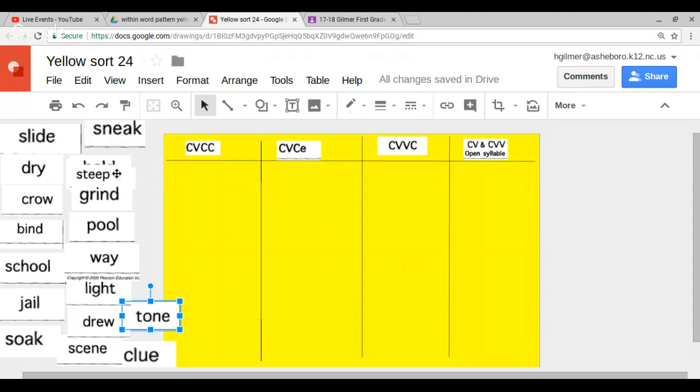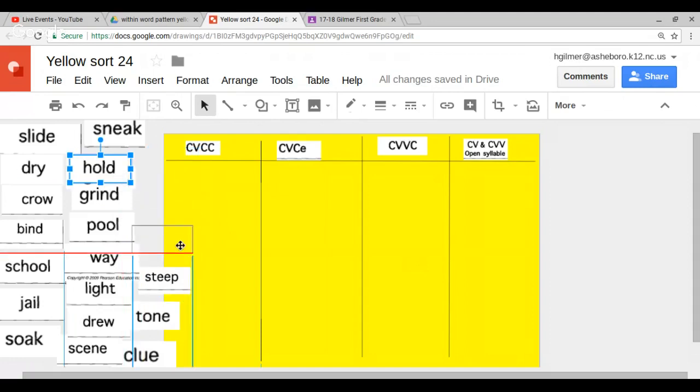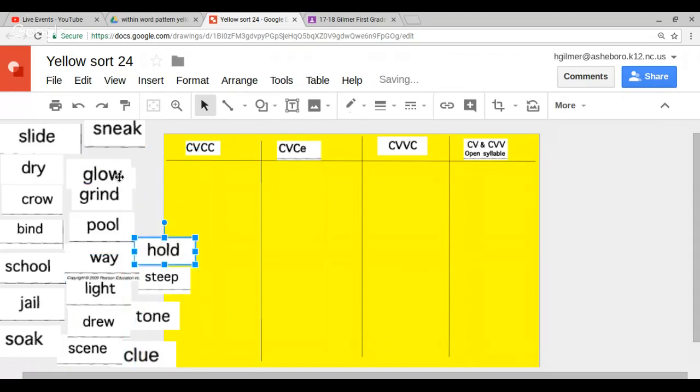Steep. That means it's a really big hill and it's hard to go up. It's very steep. And hold. You go out to Walmart, mom might want you to hold her hand so you don't get lost. And glow. That is, it gives off light.